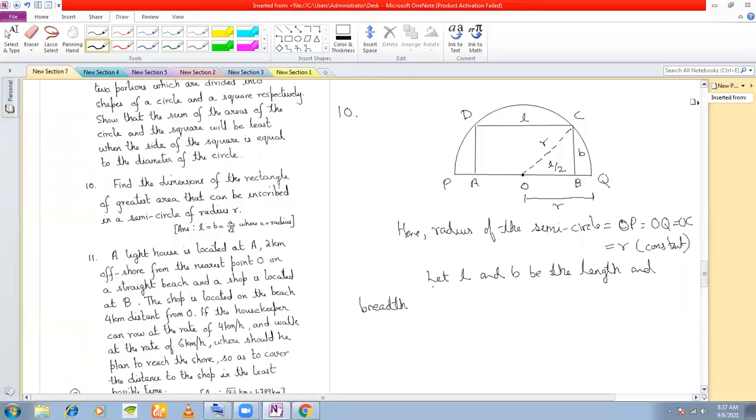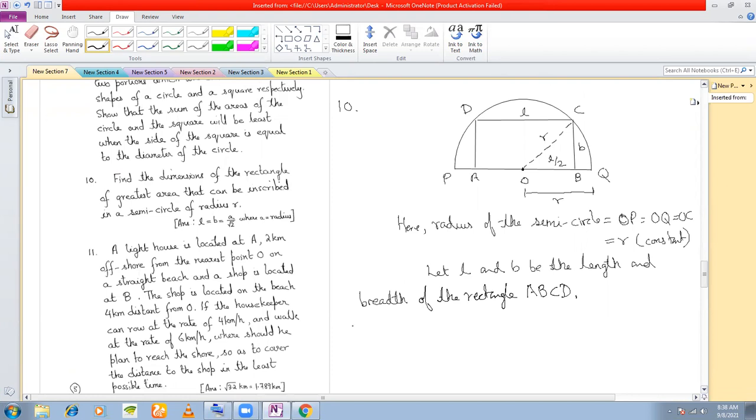Question is let L and B be the length and breadth of the rectangle ABCD. Okay. Now L and B is the length and breadth. So here L and B are both variables, right? Because L and B are not given, I'm assuming.